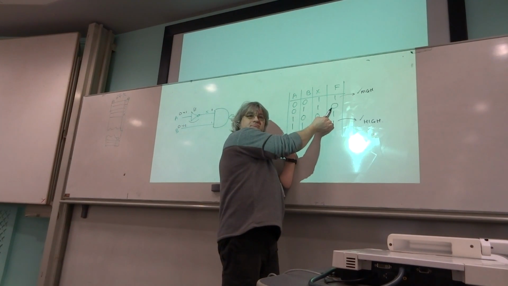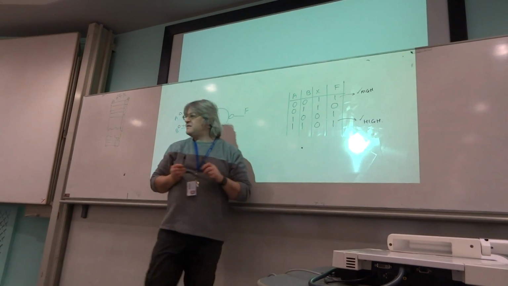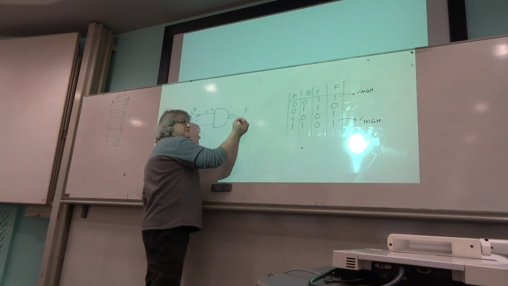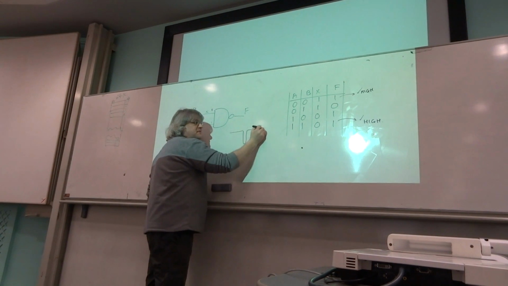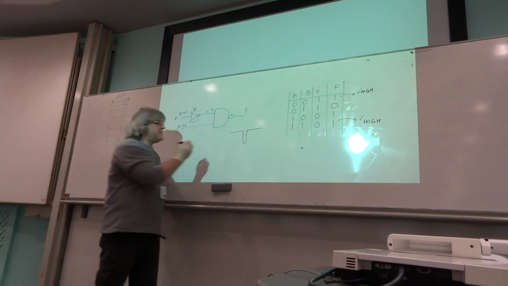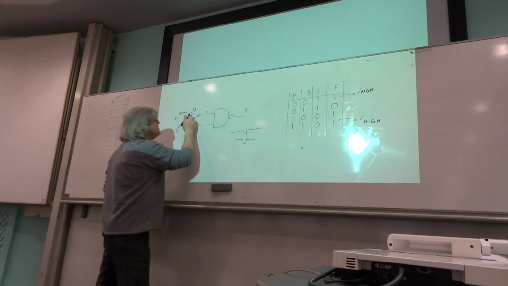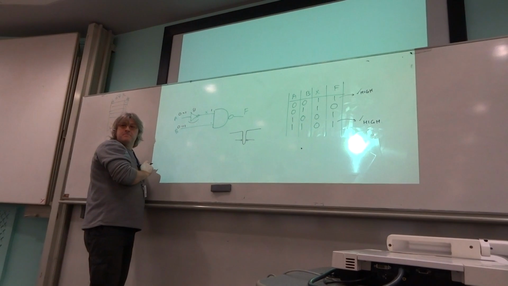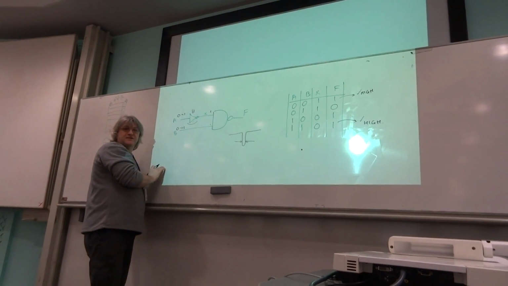This combination. So in fact, what you'll actually see coming out of this circuit is it's going to be high and it's going to drop down and then go up again. And this dip is going to be the duration of that propagation delay, which could be quite a few nanoseconds.